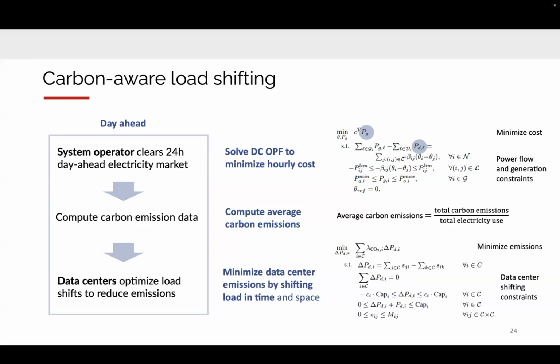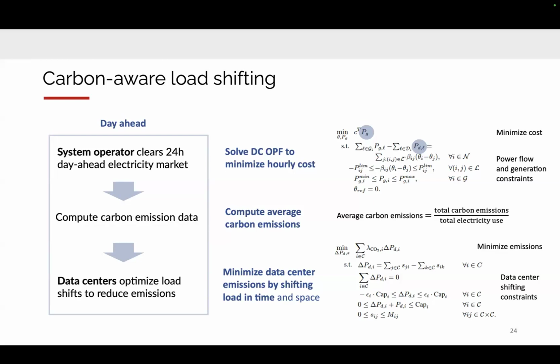And then we will solve this optimization problem where we're assuming that the data center operators themselves are trying to minimize emissions by shifting computing workloads in time and space. In particular here, we only have an objective of minimizing carbon emissions, but you could easily extend that to have additional terms accounting for cost, both of shifting and of power. We looked at formulations like that as well.